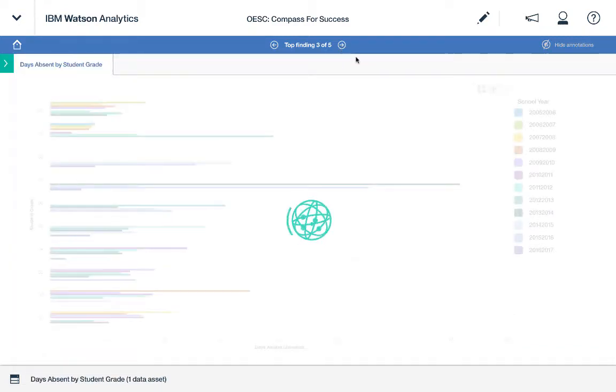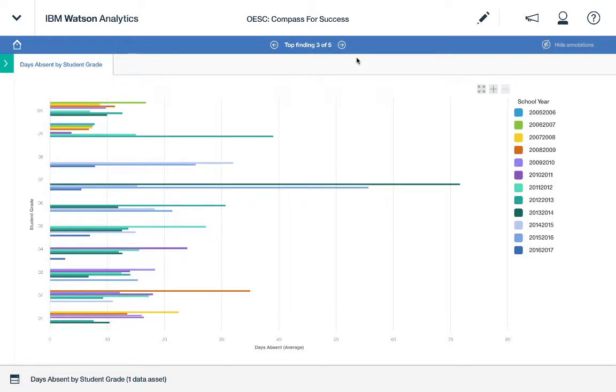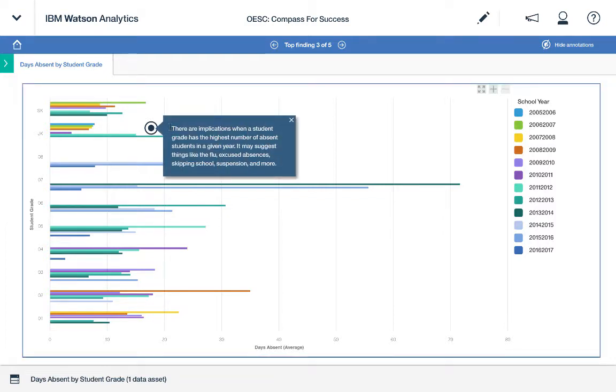Now, with expert storybooks, we're also enabling our partners to tap into a domain expert's knowledge and guidance easily, while scaling expertise internal to an organization by creating custom storybooks targeting specific business problems. In this top finding, we find that there's a noticeable outlier for grade 7, with an abnormally large number of absent days from school during the 2000 and 2015 academic school year.